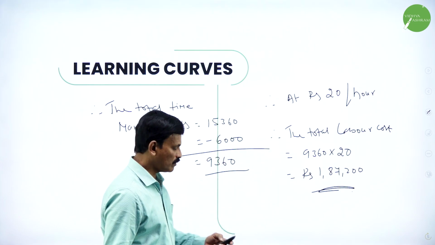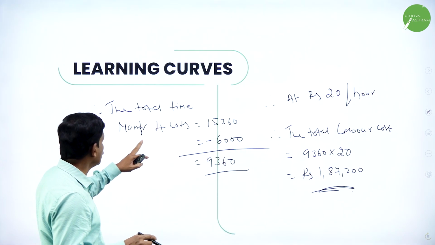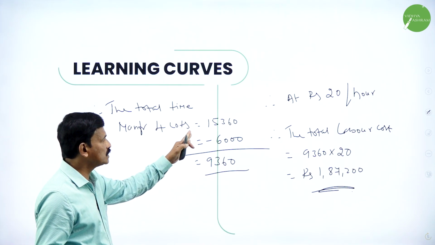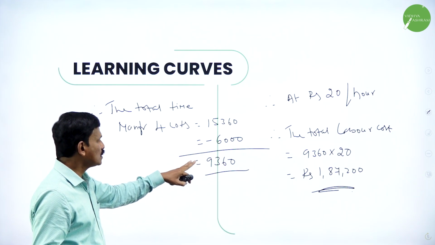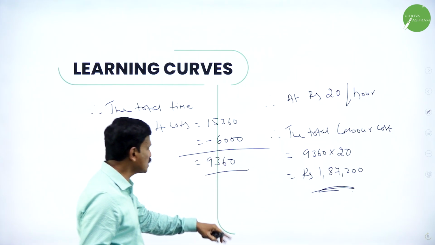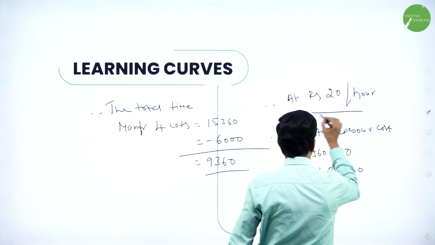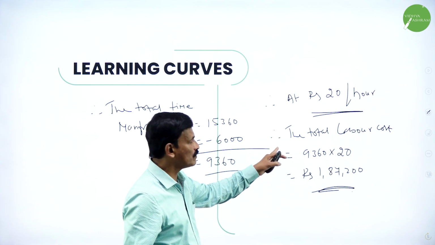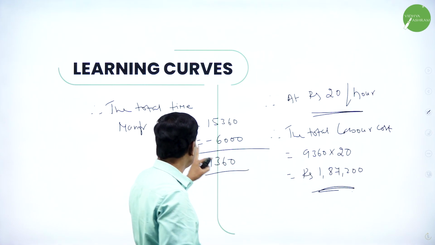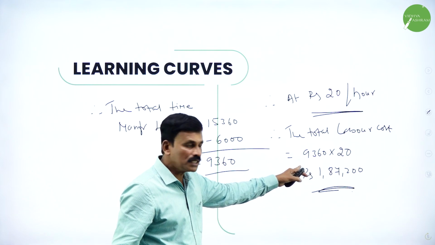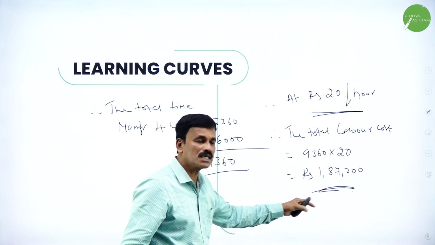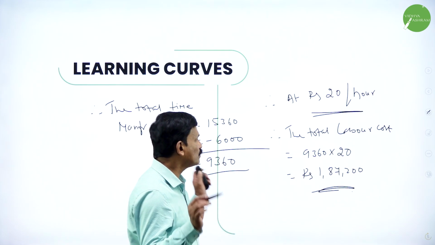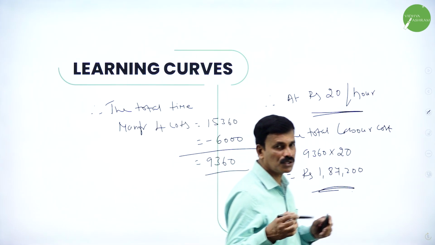See, it's a very simple problem. Therefore, the total time for manufacturing of 4 lots is 15,360 minus 6,000. That's equal to 9,360. Now, at the rate of 20 per hour, what is the total labor cost? So, the total labor cost for manufacturing 4 lots is 9,360 into 20 rupees. That's equal to 1,87,200 rupees is the total labor cost. That's it. This is how we are going to simplify.